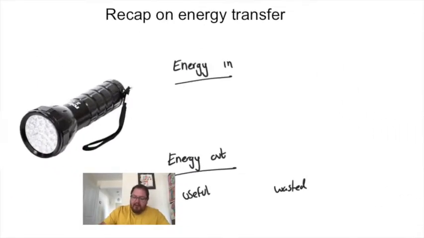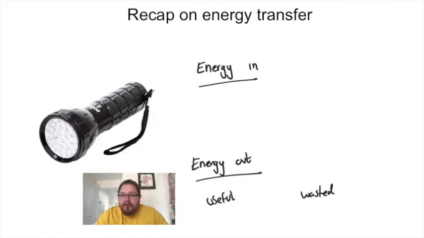So just to recap on energy transfer, we've got a torch. What's the job of a torch? It's to see in the dark. But energy goes into that torch, so we need to put something into that torch to make it work. And these are batteries. You'd be forgiven for thinking that this is electrical energy, but it's not. A battery is chemical energy, so energy in is your chemical.